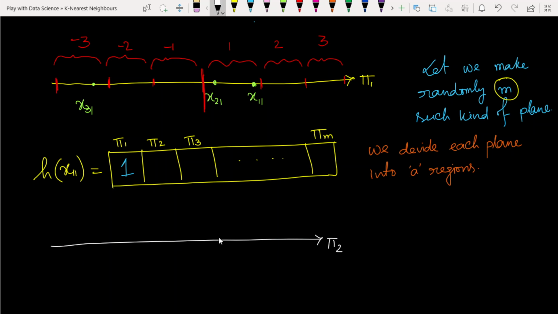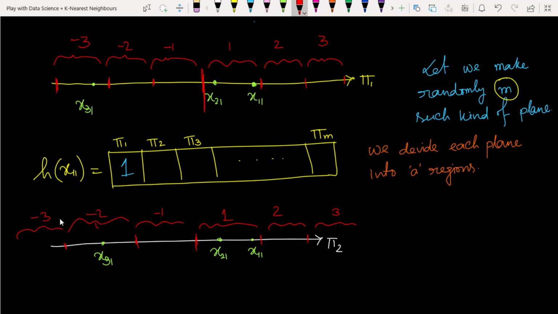This is the pi 2 plane. Suppose this is the x2 1 point, this is the x1 point, and this is the x3 1 point. And similarly we divided this plane into A regions. Suppose I am dividing this thing. This is our first region, this is the second region, this will be the third region, this will be -1, this will be -2, like that, -3. This is the pi 2.